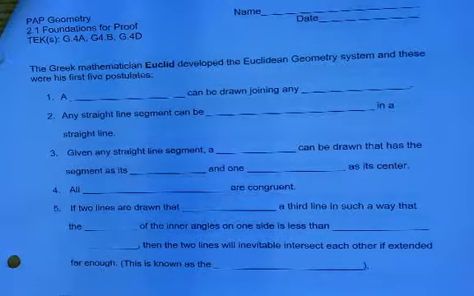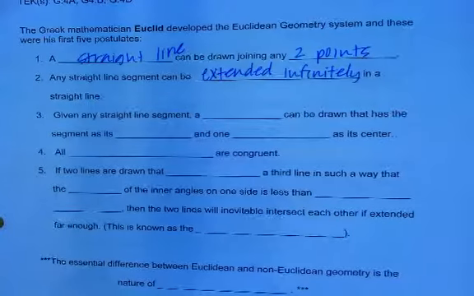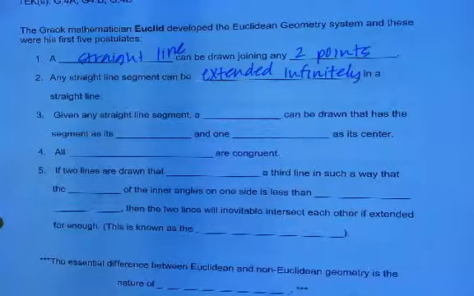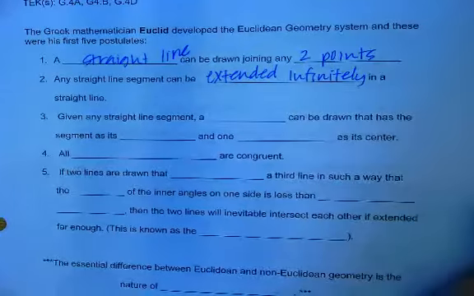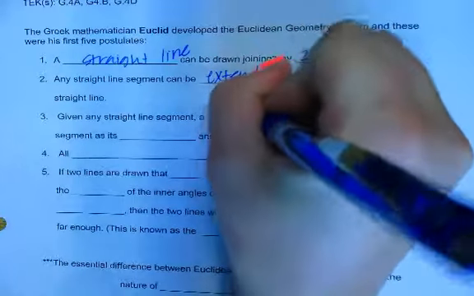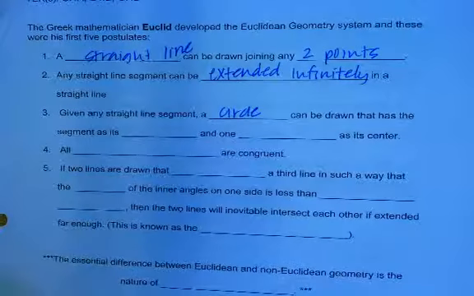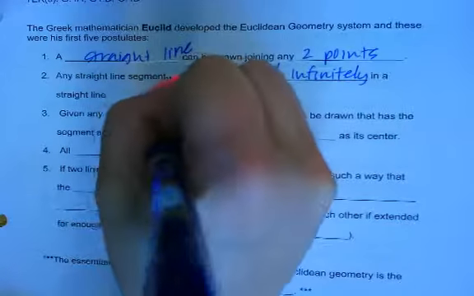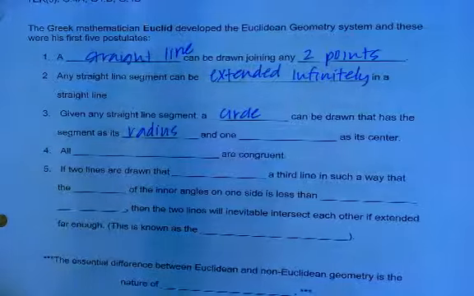Okay, next one. Given any straight line segment, a blank can be drawn that has the segment as its blank and one blank as its center. First blank is what? Circle. So given any straight line segment, a circle can be drawn that has the segment as its radius and one endpoint as its center. Very good.